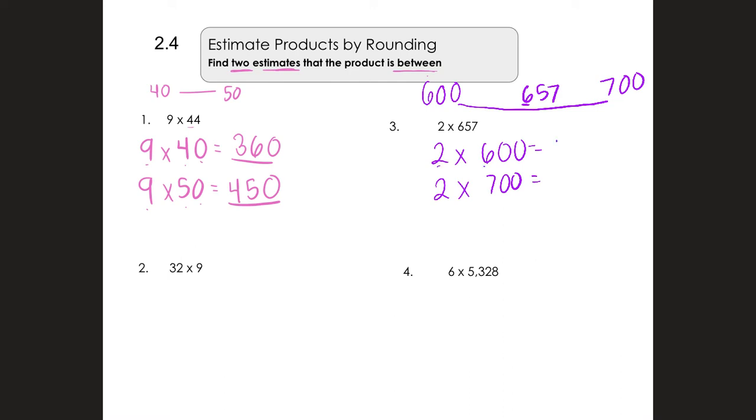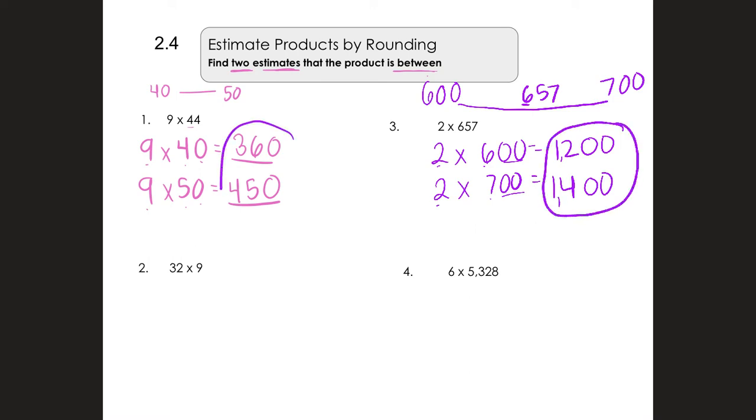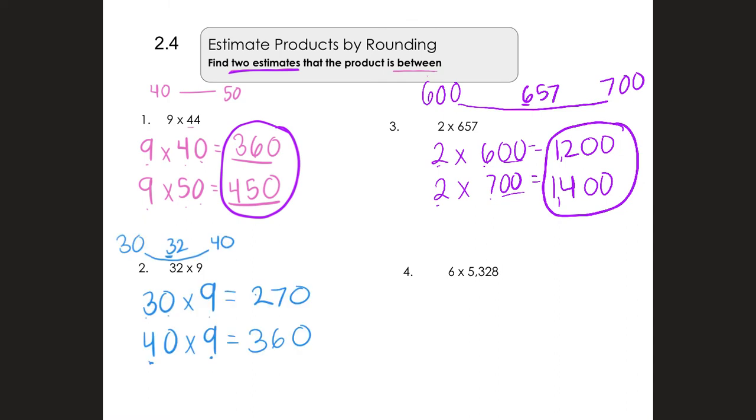2 times 6 is 12, and then your 2 zeros, 1,200. 2 times 7 is 14, and then your 2 zeros, 1,400. My answer is both of these numbers because they want to know the two estimates that the product is between. So both of these are my answers.